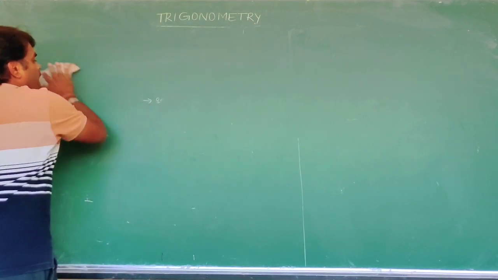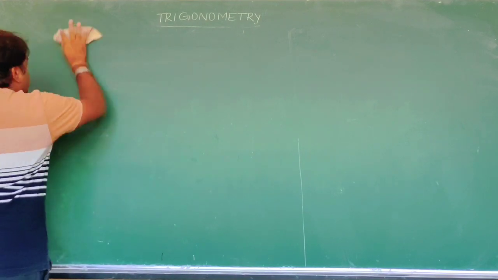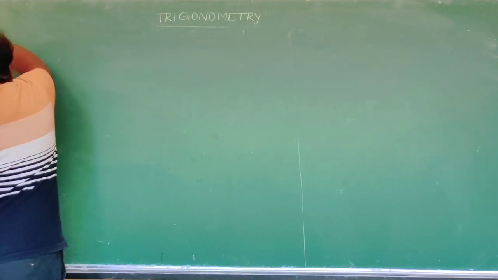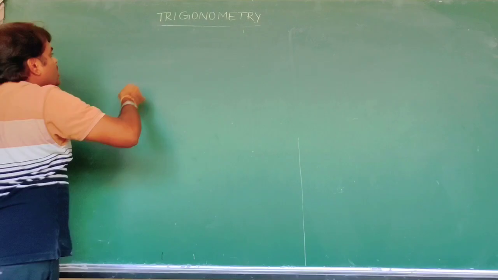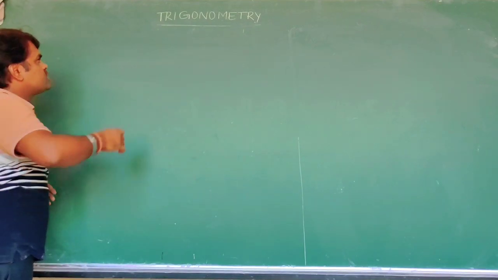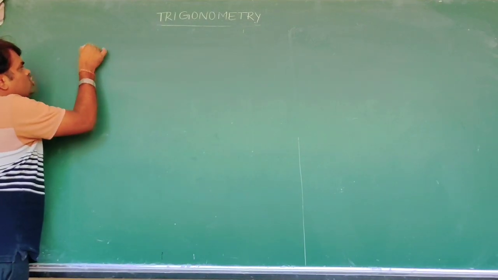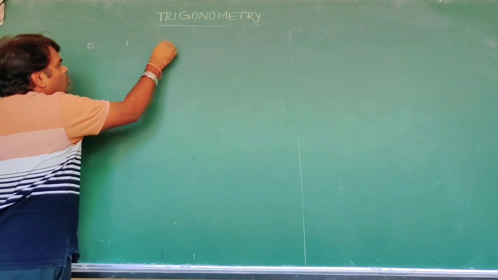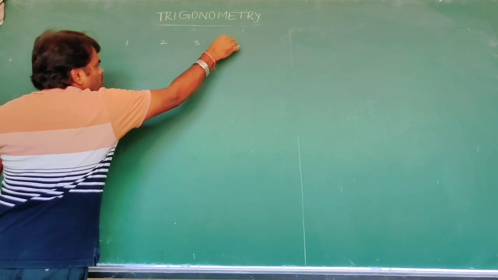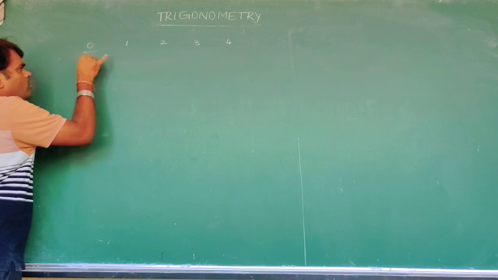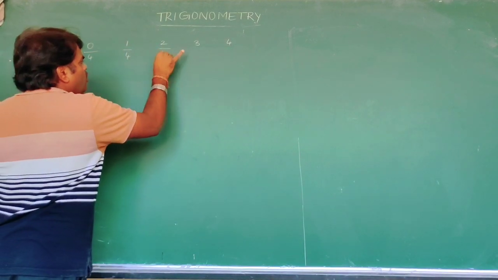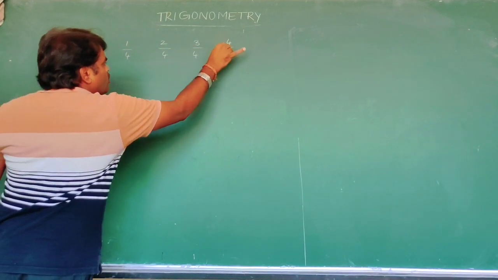Now, values of trigonometric ratios. See that? Here it is very simple to remember the values. First we write a simple sequence: 0, 1, 2, 3, 4. Then it is divided by 4, 4, 4, 4, 4.